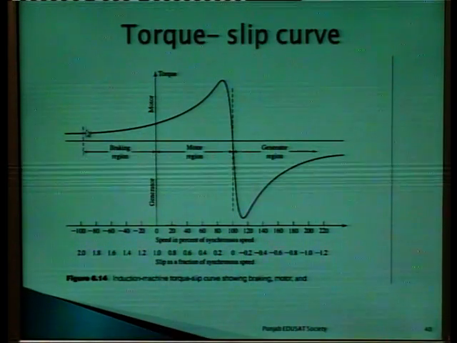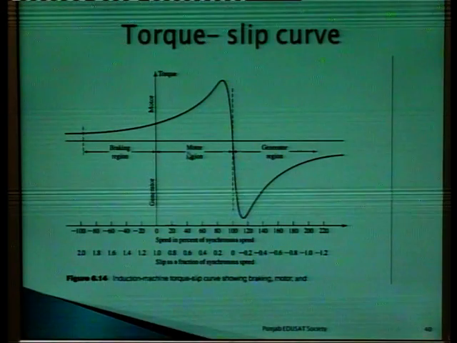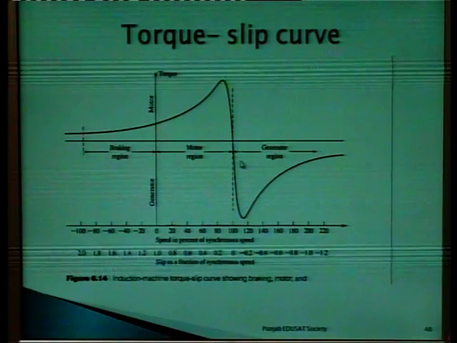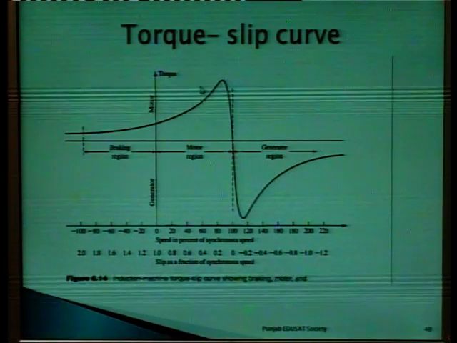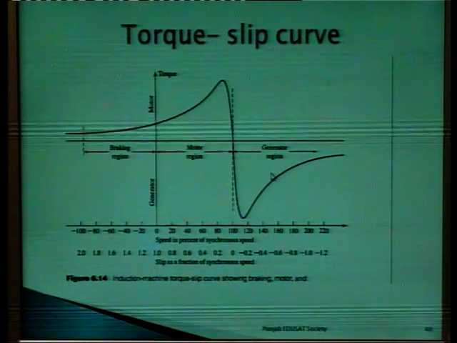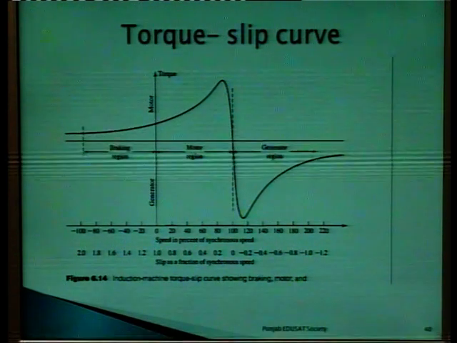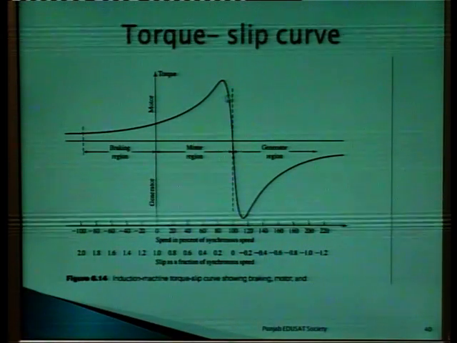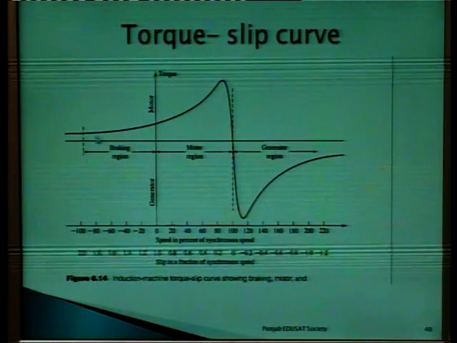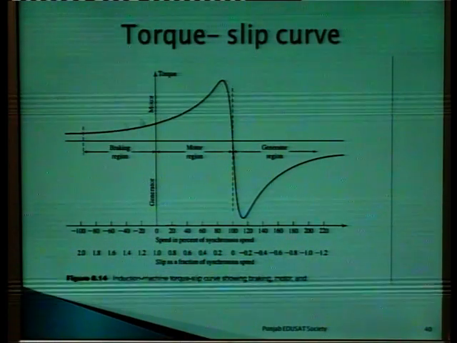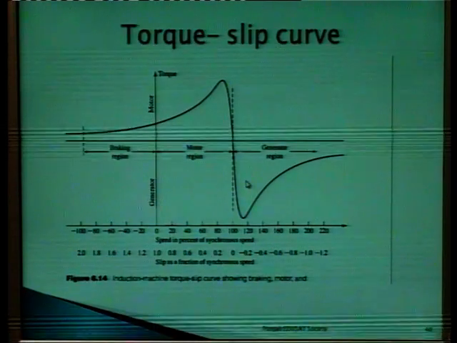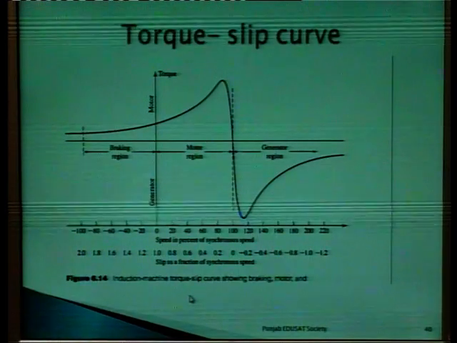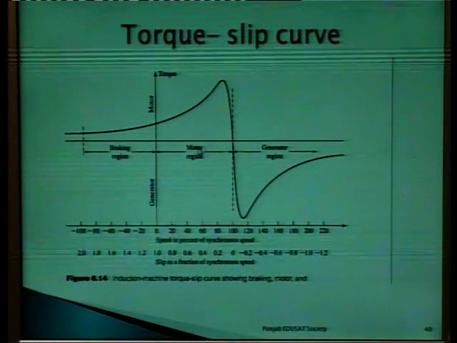From this dotted line to this dotted line, this is the motoring action, and from this dotted line to this dotted line, this is the generating action, reverse of the motoring action. As we know, the action of a motor is reverse of that of the generator. So this curve shows the torque slip curve for the induction machine. This curve is for the generator action. This is the torque slip curve showing braking, motor and generator action.